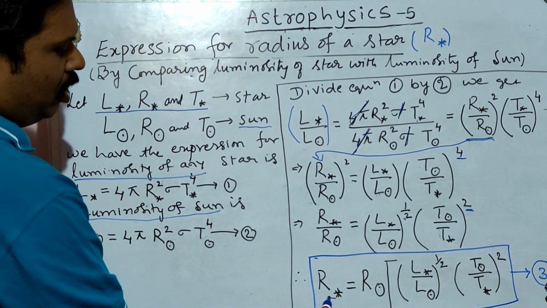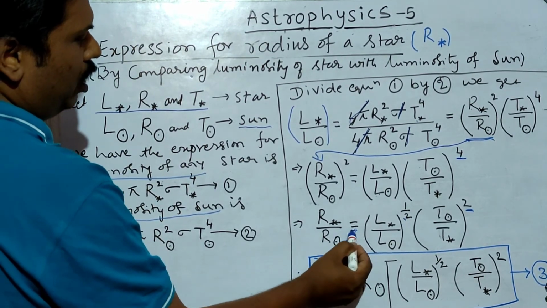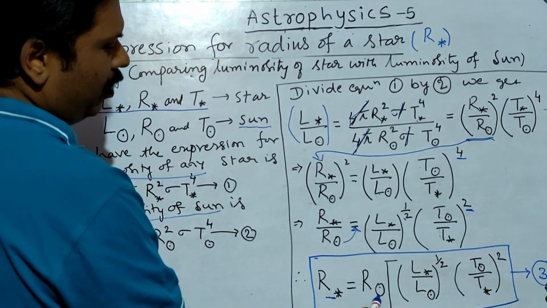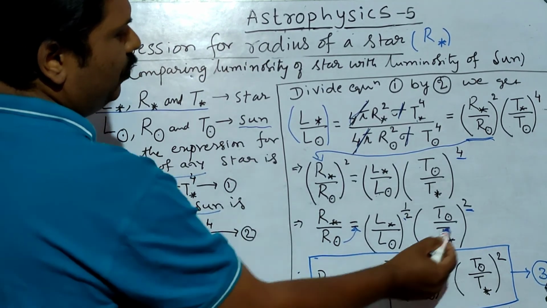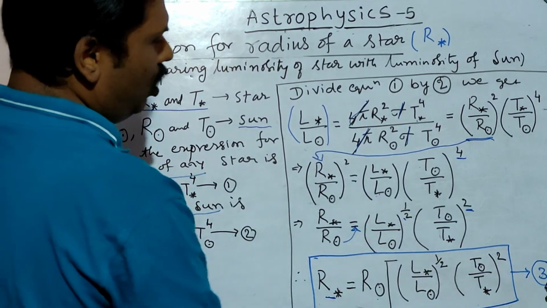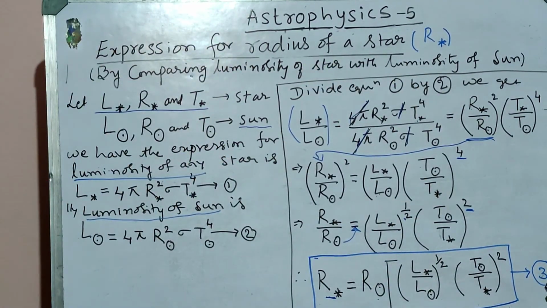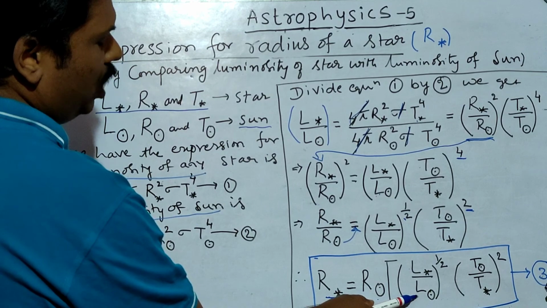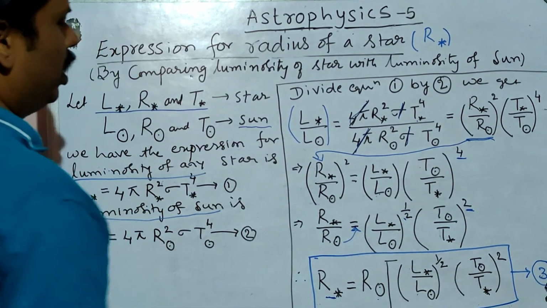The radius of any star is equal to the radius of the sun into the bracket, with these factors as they are. Call this equation number 3. Equation number 3 gives the radius of any star by comparing the luminosity of the star with respect to the luminosity of the sun. Okay, thank you very much.